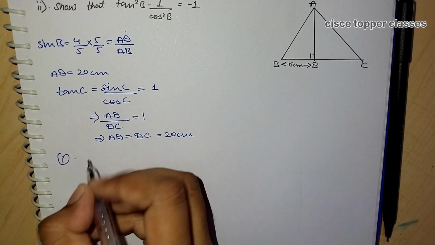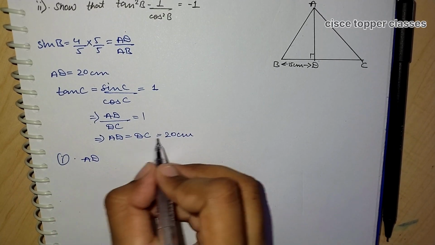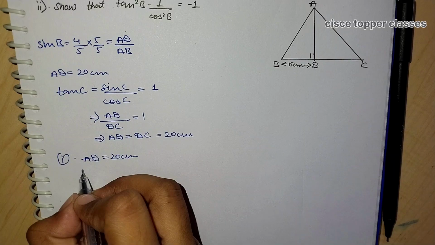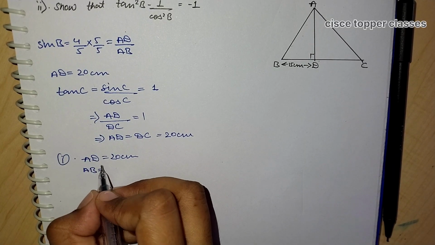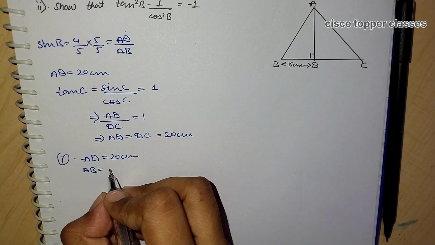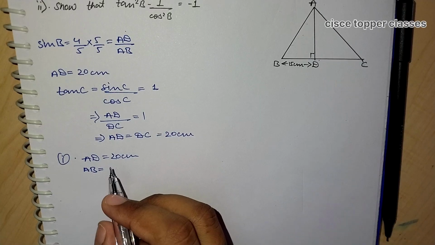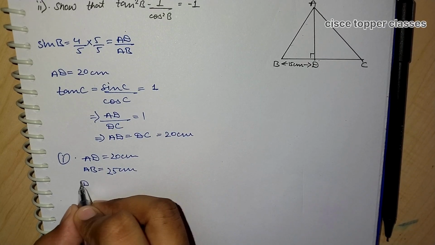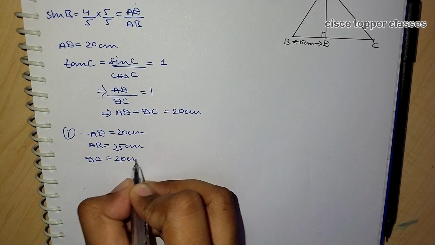Now we have to calculate the length of AD. Firstly, from this first part, we know AD is 20 centimeter. We have previously found it. Now AB we have to find. So AB will be, here we can write 25, because 15 square plus 20 whole square. So this hypotenuse will be 25 centimeter. Now DC here is also 20 centimeter, we have found it.